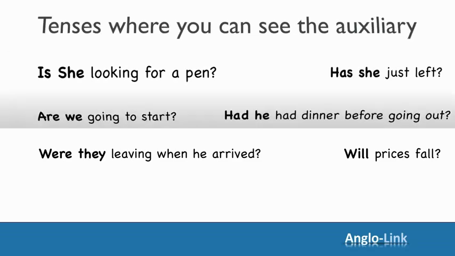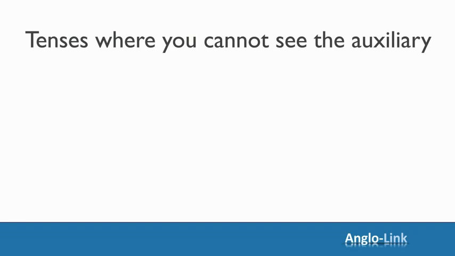Now let's look at tenses where you cannot see the auxiliary. As you know, these are the present simple and the past simple. For the present simple, the auxiliaries you need to bring in are do and does, and for the past simple, did. Remember that do is for I, you, we and they, and does for he, she and it. Let's look at the first example. We have a deal. Notice that here have is the main verb. Therefore, we need the auxiliary do. Do we have a deal?